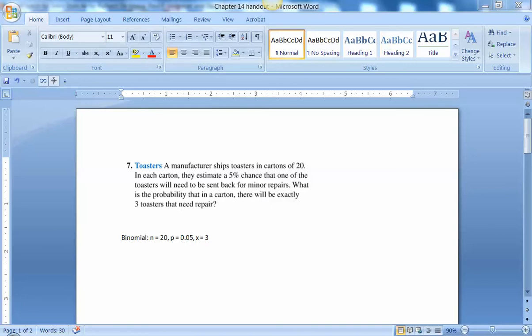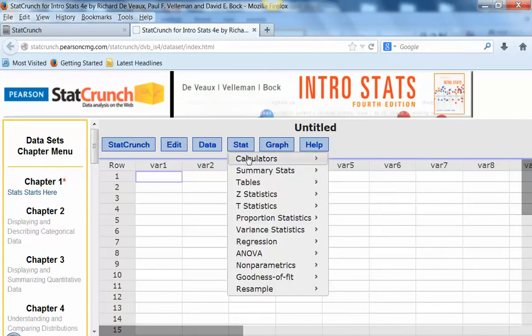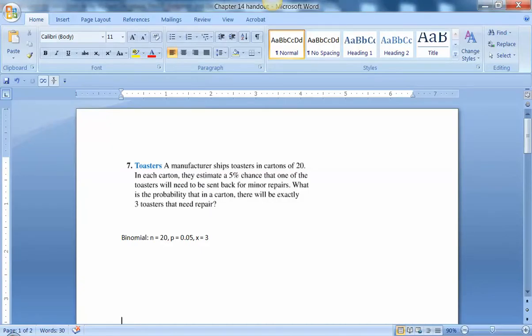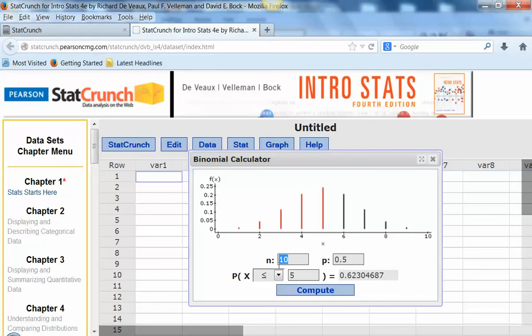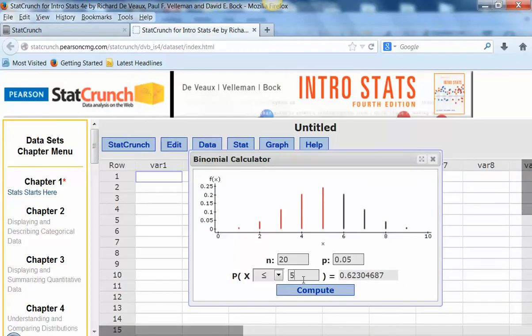Okay, the easiest way to do this problem is to go into StatCrunch and go to Stat and Calculators, and we're going to use the Binomial calculator. We know the cartons are of 20, so we have 20 in a box, and we said the success probability was 0.05, and we wanted to know the probability that there are exactly 3 toasters. So I'm going to put 3 in here, I'm going to put in equal, and then compute.